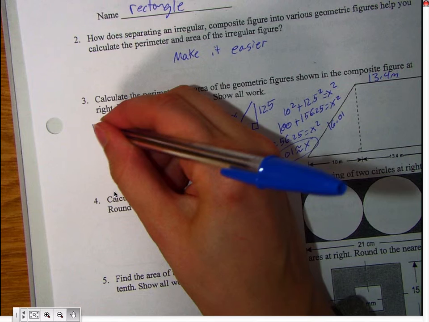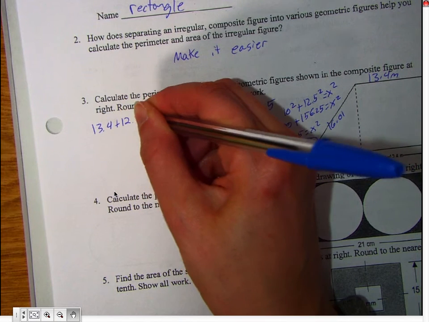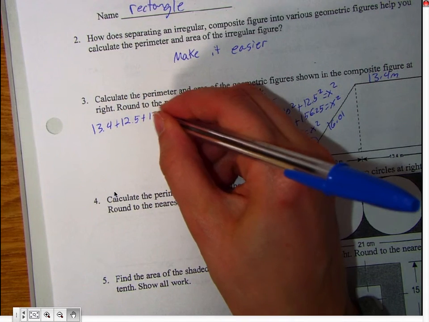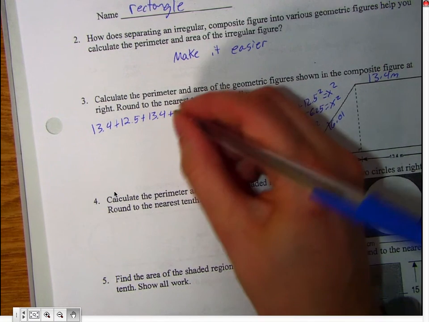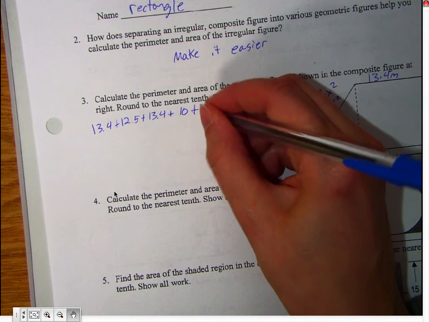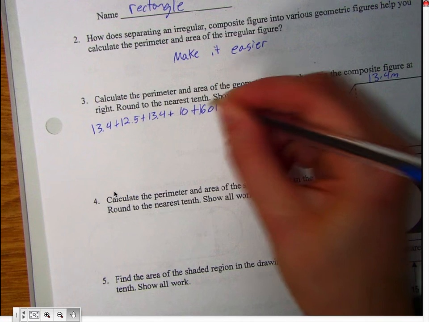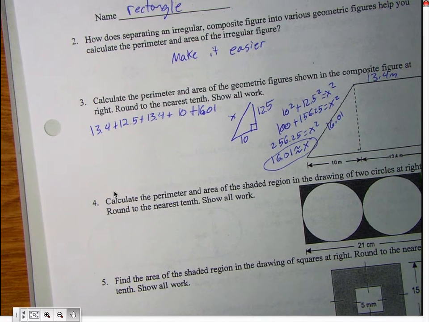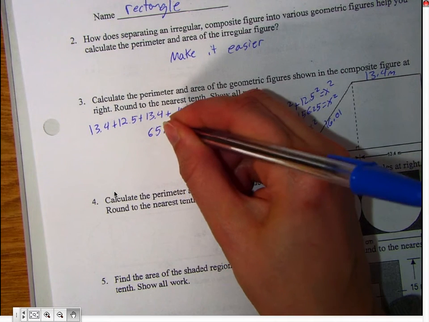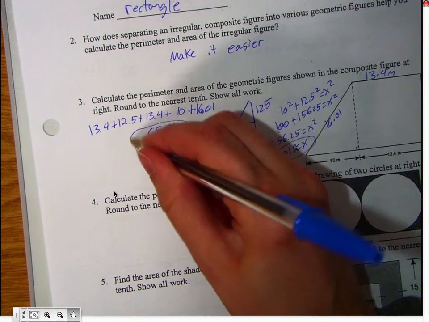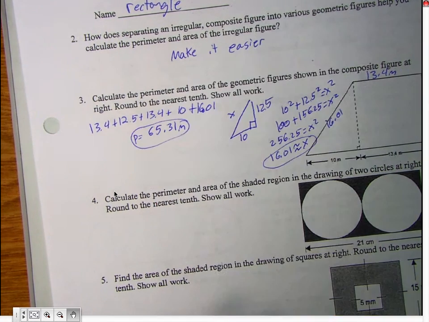My perimeter is 13.4 plus 12.5 plus 13.4 plus 10 plus 16.01. So I'm adding them all into my calculator right now. Did you guys get 65.31 meters? Yes. That's my perimeter. I'm just going to say P for perimeter.